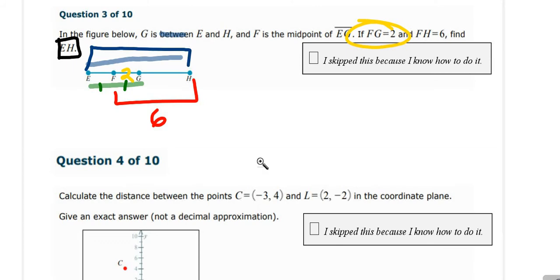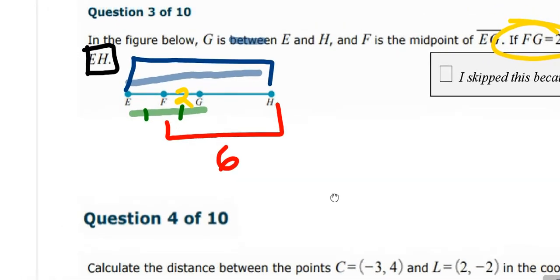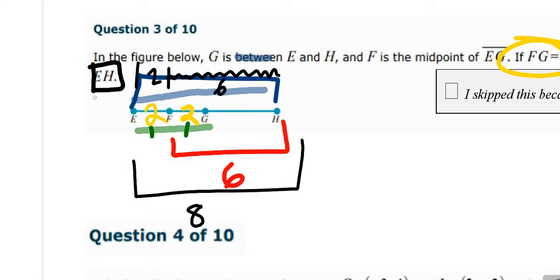Once again, I don't recommend you look for what you're being asked to look for, but just find everything possible. Let's start with something simple. If this is 2, this is also 2 because of the midpoint. And if I go like this, from here to here is 6. From here to here is 2. So that enables me to find the whole thing, which would be 8. So EH would be 8.